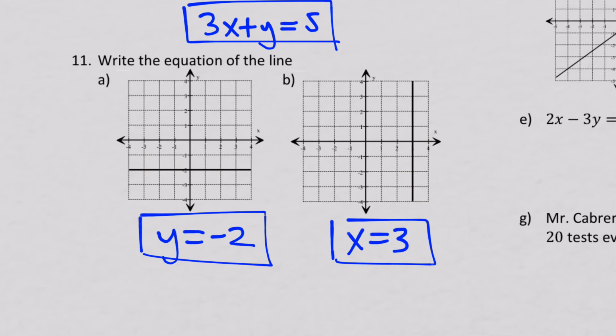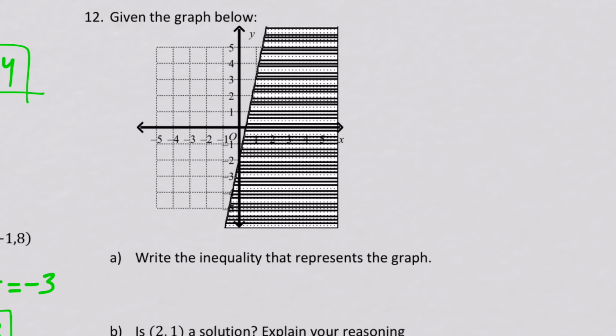So when you have these special cases, just identify where your line touches the axis, and that point itself is the equation. So again, here it only hits the y-axis at -2, so y equals -2. There's your equation. Again, this line only hits the x-axis at 3, so that's your equation. Number 12, give the graph below. So this is an inequality. I have to make some choices here. First, I need to identify what's the y-intercept and what's the slope.